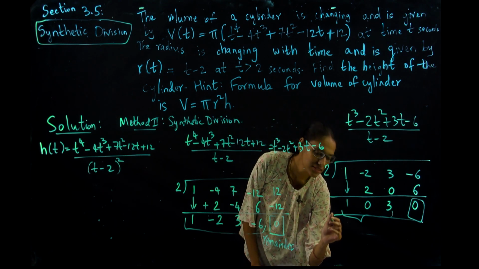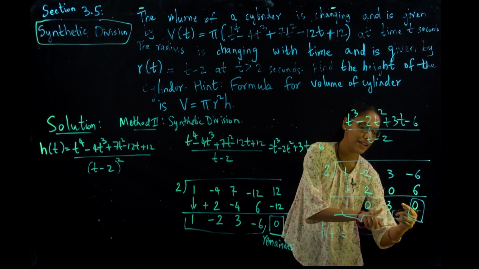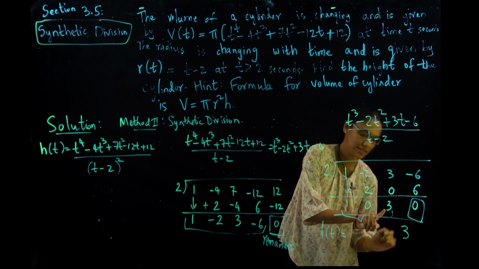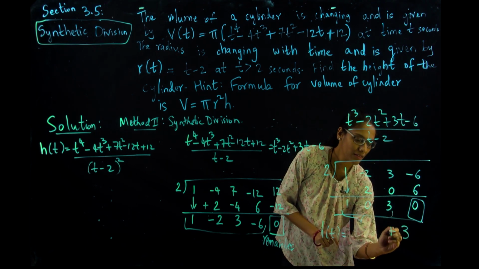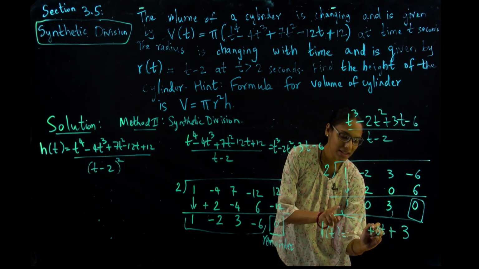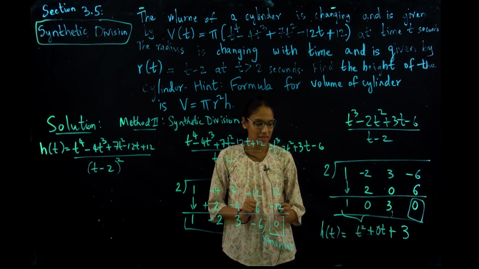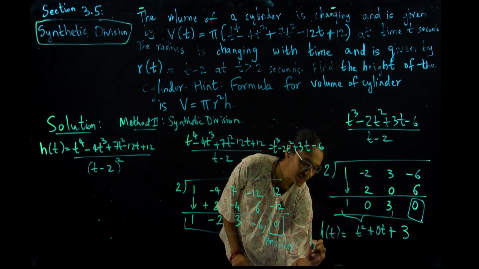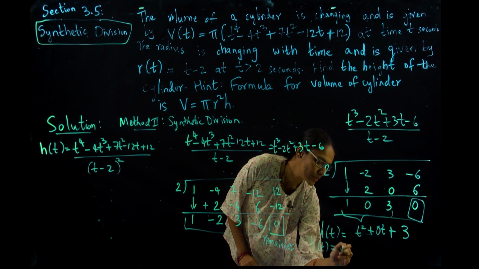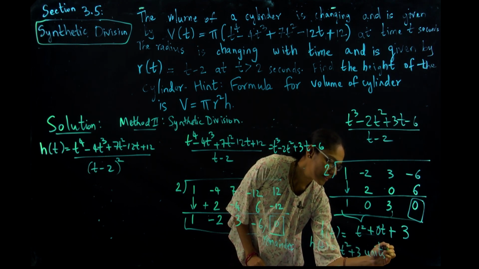So our h of t, starting from the right, this 3 stands for the constant term. 0 times t plus 1 times t squared. Or in other words, the height of the cylinder, h of t, is going to be t squared plus 3 units.